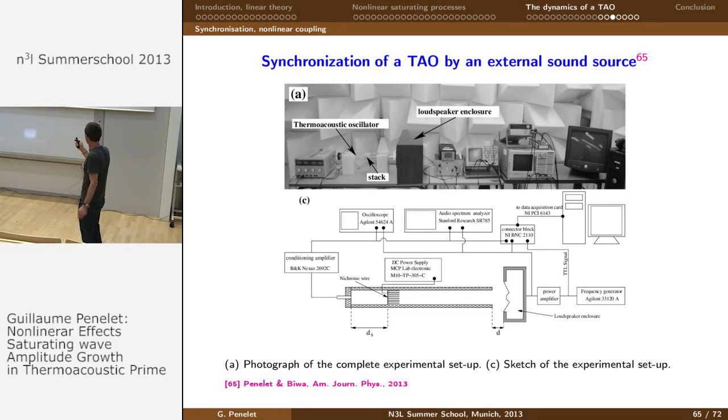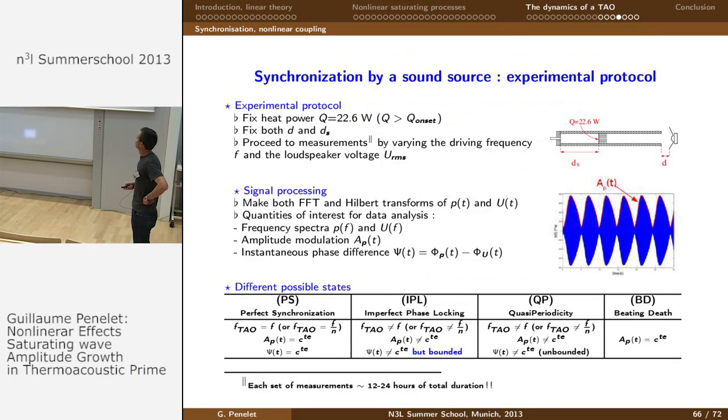What we want to do here is to take a particular thermoacoustic oscillator, which is the thermoacoustic laser. You can recognize here the thermoacoustic laser, and this is a loudspeaker enclosure, and we have some generic apparatus around. We will try to control this thermoacoustic oscillator with the loudspeaker enclosure. What we do is that we fix a heat power above the threshold of thermoacoustic instability, and we fix both the position of the stack and the distance between the loudspeaker and the thermoacoustic oscillator. Then we proceed to measurements in which we vary the frequency of the loudspeaker enclosure and the amplitude of the voltage provided to the loudspeaker.